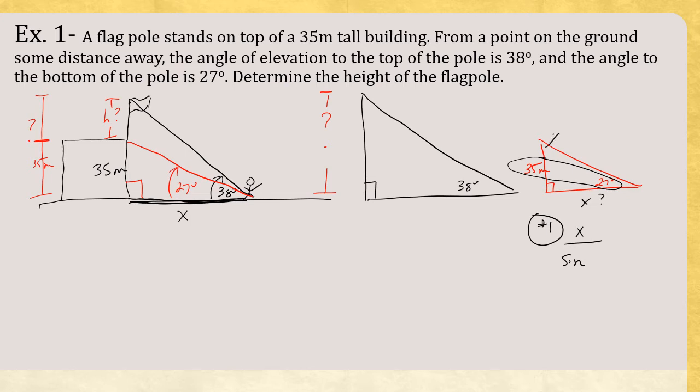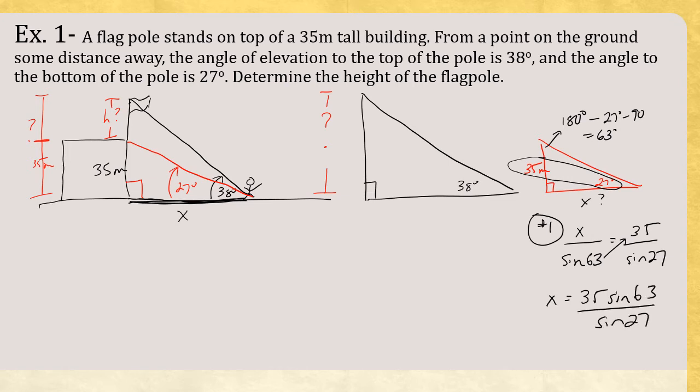I know that there's 180 degrees in a triangle. So if I subtract 27 and 90, that will give me what's left over, which is 63. So now I can do x over sine 63 equals 35 over sine 27. And again, I'm using sine law just to have some variety here. You could go right to SOHCAHTOA for this. How do I get that sine 63 off the bottom? I cross multiply: x equals 35 sine 63 over sine 27.